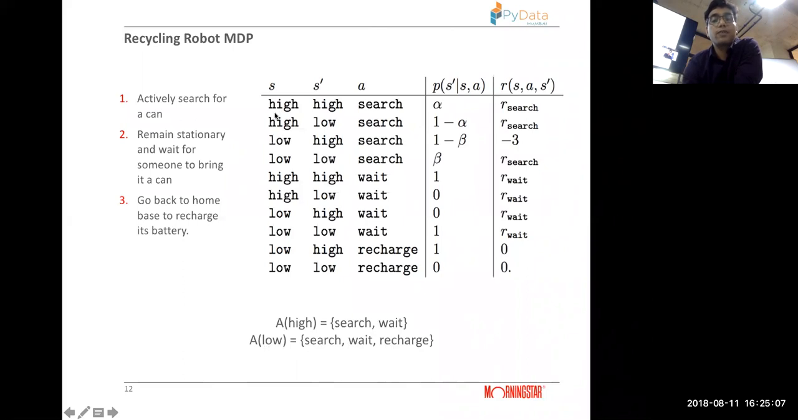I'm just trying to explain the definitions of this and how they work. In the high state, it can search, and the new battery state can be high. If it's in the high battery state, it can search and go into the low battery state. In the high state, it can wait and still be in the high because there is no loss of battery. It can wait and also go into the low battery state, but the probability of that is 0. That cannot happen. It's doing nothing, so the probability is 0.